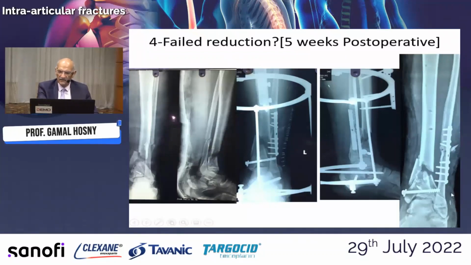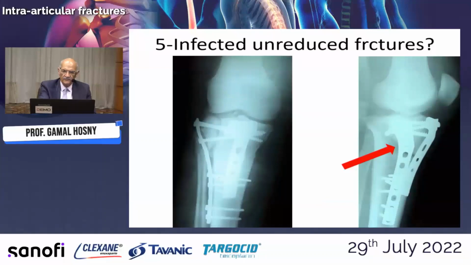And look at the reduction. It displays the fracture coming after 5 weeks. What are you going to do? And this is an infected, unreduced fracture with 8 previous operations, coming after 1.5 months. These patients had 8 debridements, 2 plates.